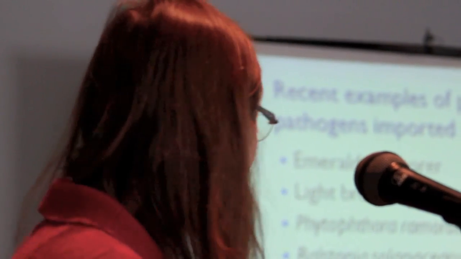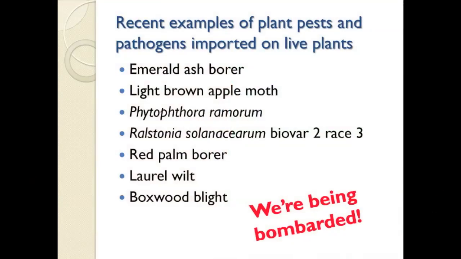Some recent examples of the problems that have come in on either live plant imports or on imported wood products are names that you'll be very familiar with: emerald ash borer, apple moth, of course Phytophthora ramorum, the cause of sudden oak death, Ralstonia solanacearum, the red palm borer, laurel wilt, and then most recently box blight. So we are indeed being bombarded, and it's not likely that this trend is going to turn the corner.